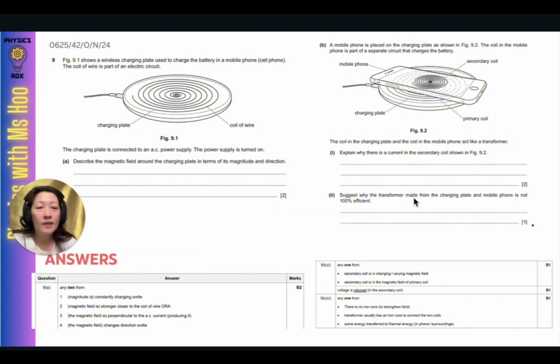Suggest why the transformer made from the charging plate and mobile phone is not 100% efficient. This question is an efficiency question about transformers. And you can refer to the answer here. You might find, oh, I haven't learned any of this, but if you understand transformers, you should be able to come up with the answers.